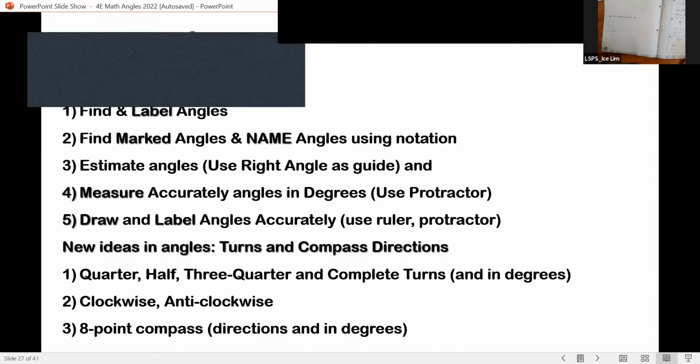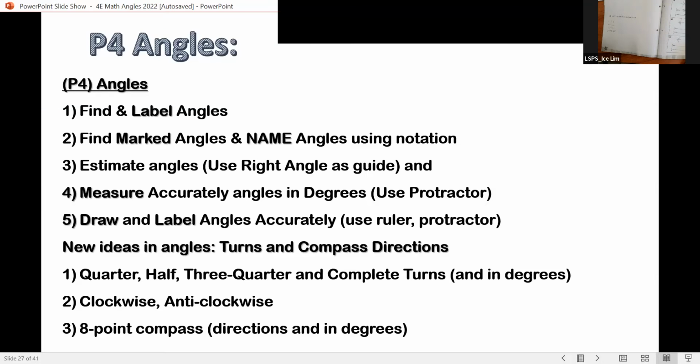Now, if we look at our learning objectives so far, let's see what we have covered. We have done find and label angles for P4. We have done find, mark angles, and name the angles. Are you able to do this now? Naming angles. All right. Estimating angles using right angles as a guide. Roughly, approximately how big an angle is. How much turn is this?